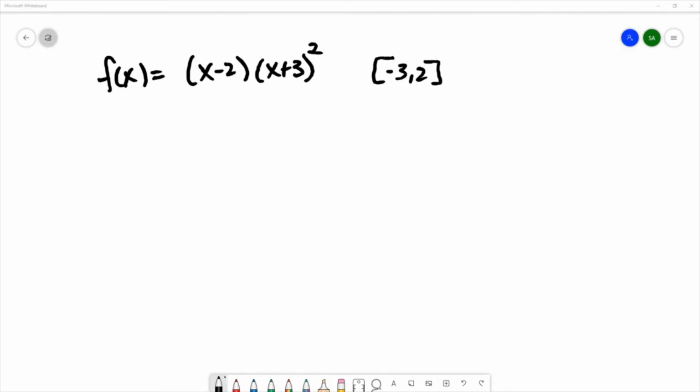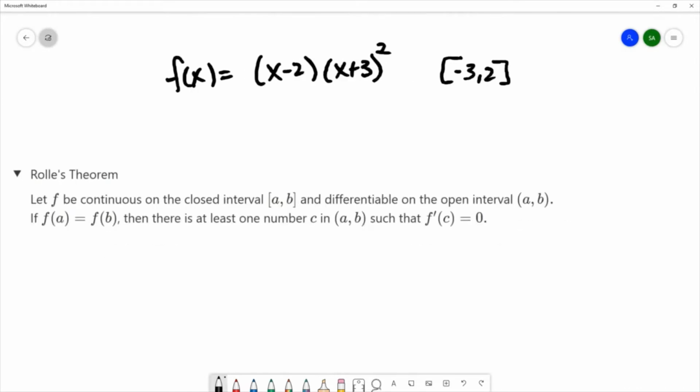So on this question, we want to determine whether Rolle's theorem can be applied to this function f of x equals (x minus 2) times (x plus 3) squared on the interval from -3 to 2. If it can be applied, we want to find the value of c guaranteed by the theorem. So let's take a look at Rolle's theorem and look at the conditions and the conclusions of this theorem.